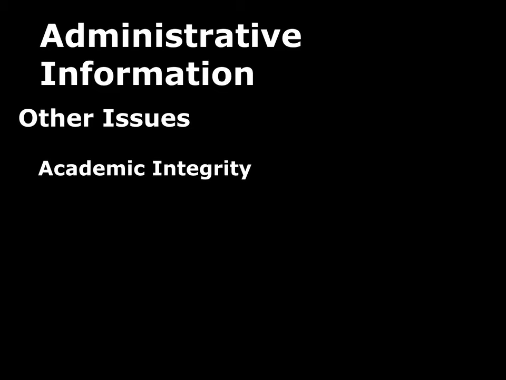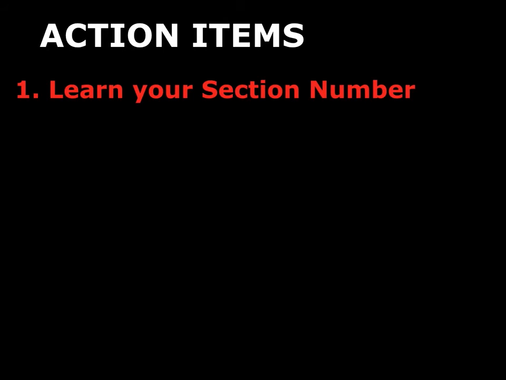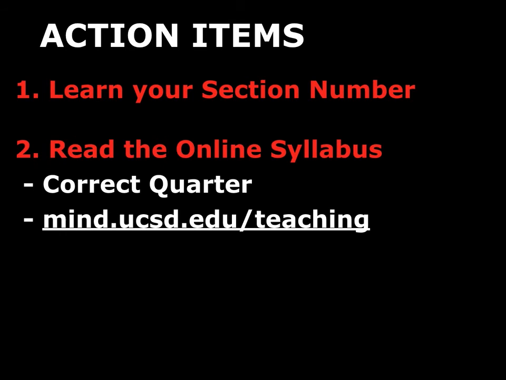Okay. All right. Action items. These are things you should be doing if you're enrolled in the class. One, learn your section number. Okay, it's A01, it's A02, up to whatever, maybe A08, depending on the quarter. Learn it, memorize it, so that you can write it on the top of your quizzes and final. You get points for doing that right.